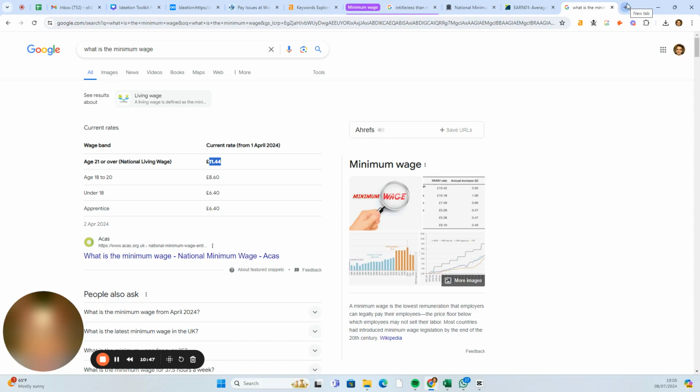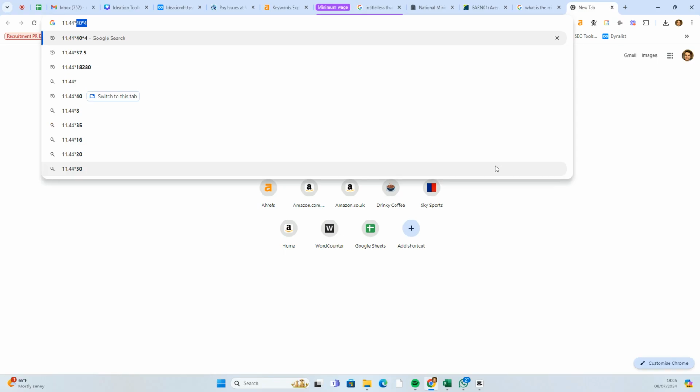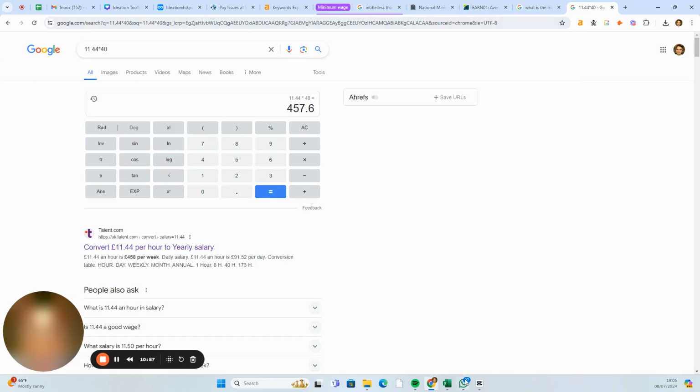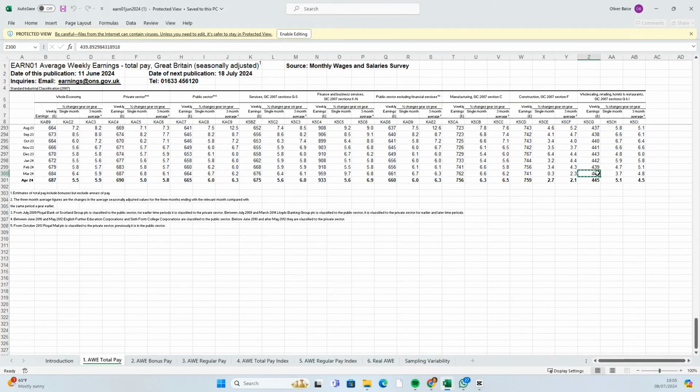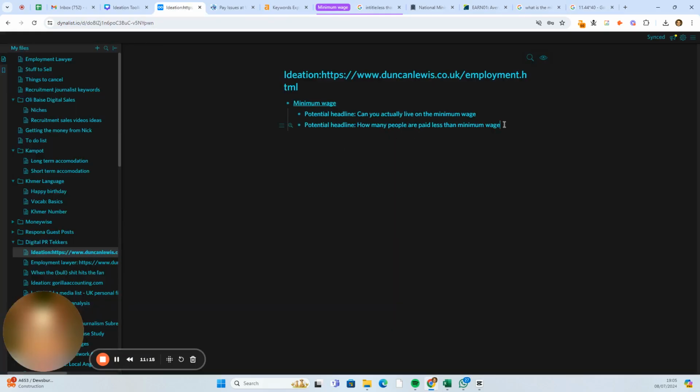So there are 40 working hours in a week. So you go 11.44 multiplied by 40. That's 457. So 457 is higher than these. So that suggests that there are some people being paid less than the minimum wage. So there's a story here. How many people are being paid less than the minimum wage?